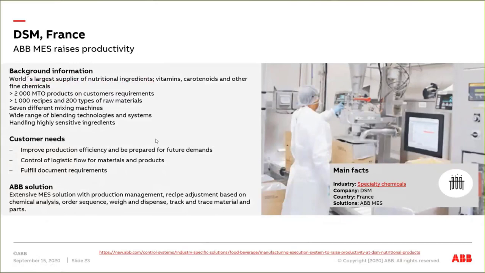Previously, the premix plant in the first part of the process used a tailor-made process control system, which required a strictly sequential execution of the various process steps. To improve the efficiency and to be prepared for the future demands, DSM looked for a reliable and comprehensive system to support the production and to fully control the flow of materials and products for complete traceability. Of course, this kind of production, you can imagine, also has strict requirements in terms of documentation. To support DSM on these needs, ABB proposed an MES solution, the ABB Ability MOM suite, with production management, order sequencing, and check and trace for materials and also for parts.